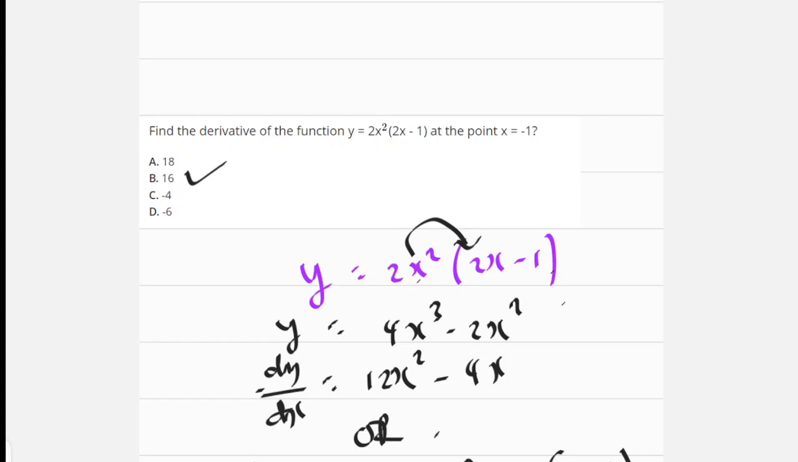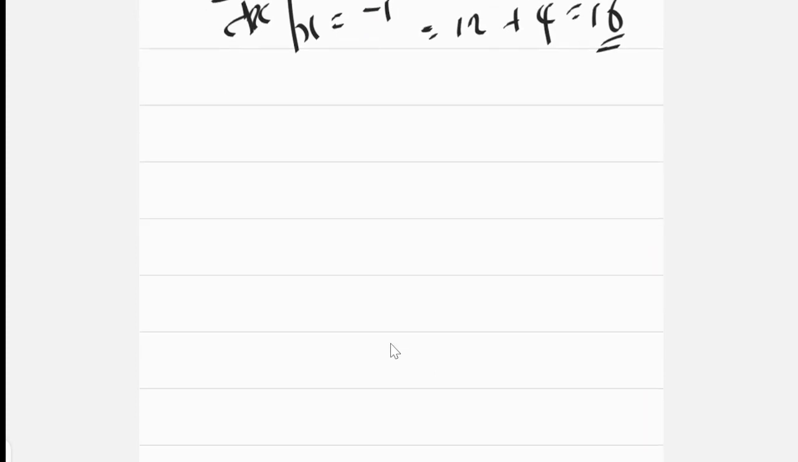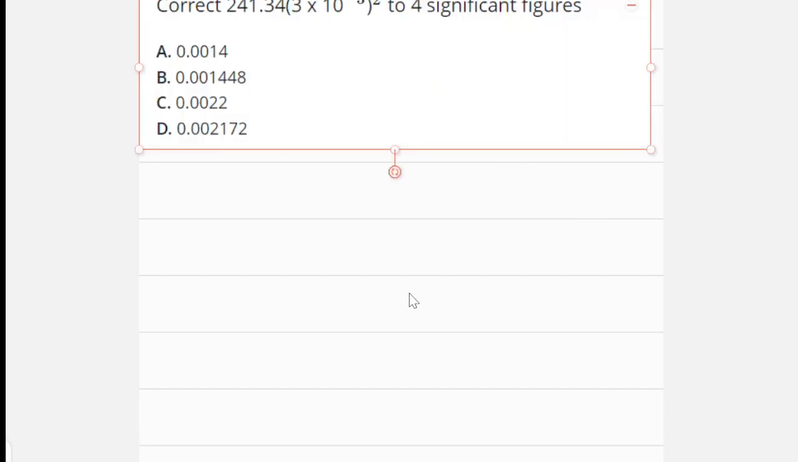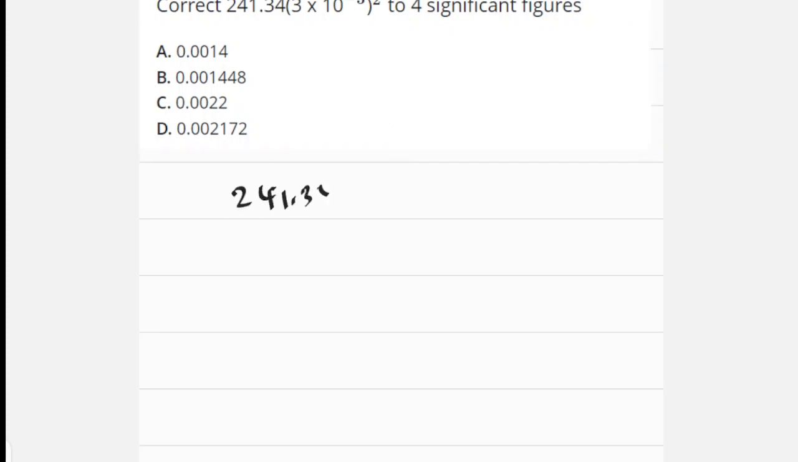Okay, question 9. That is also not difficult to do. I think it's on significant figure. When we say significant figure, don't forget significant figures start from the first non-zero figure. The question asks us to correct 241.34 times 10 raised to the power minus 3, all squared, to 4 significant figures.